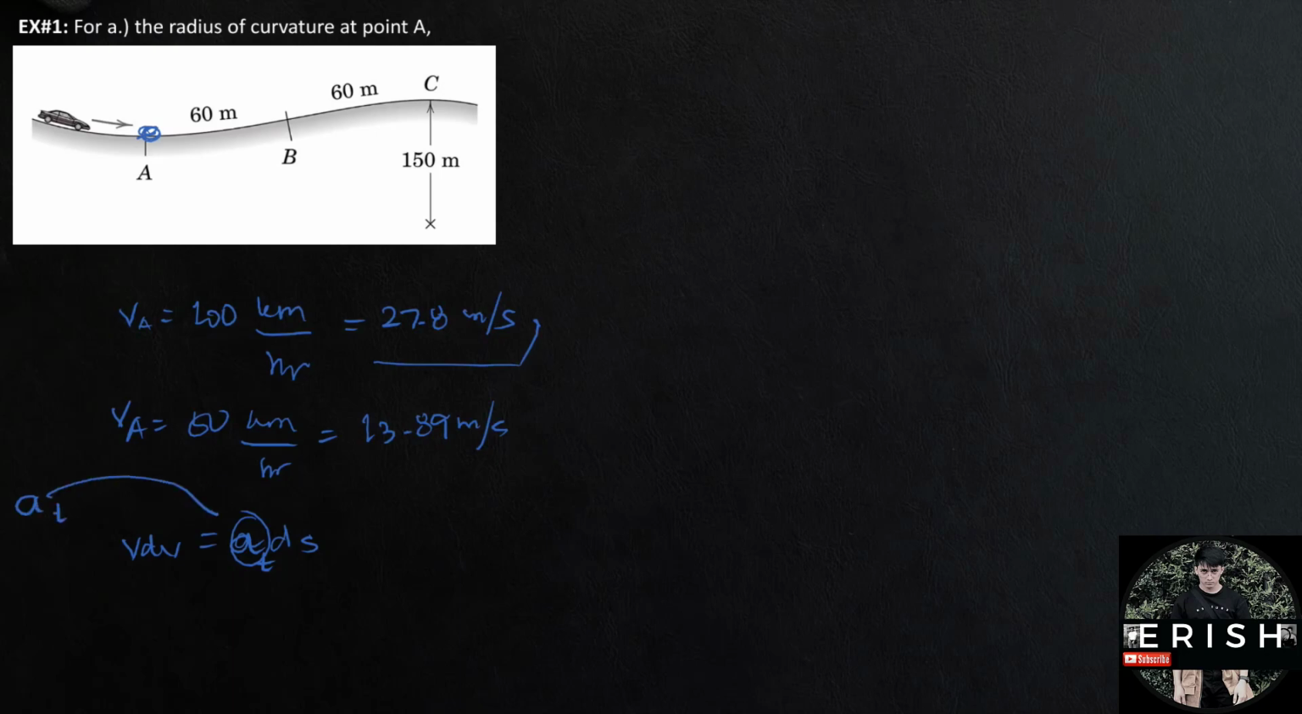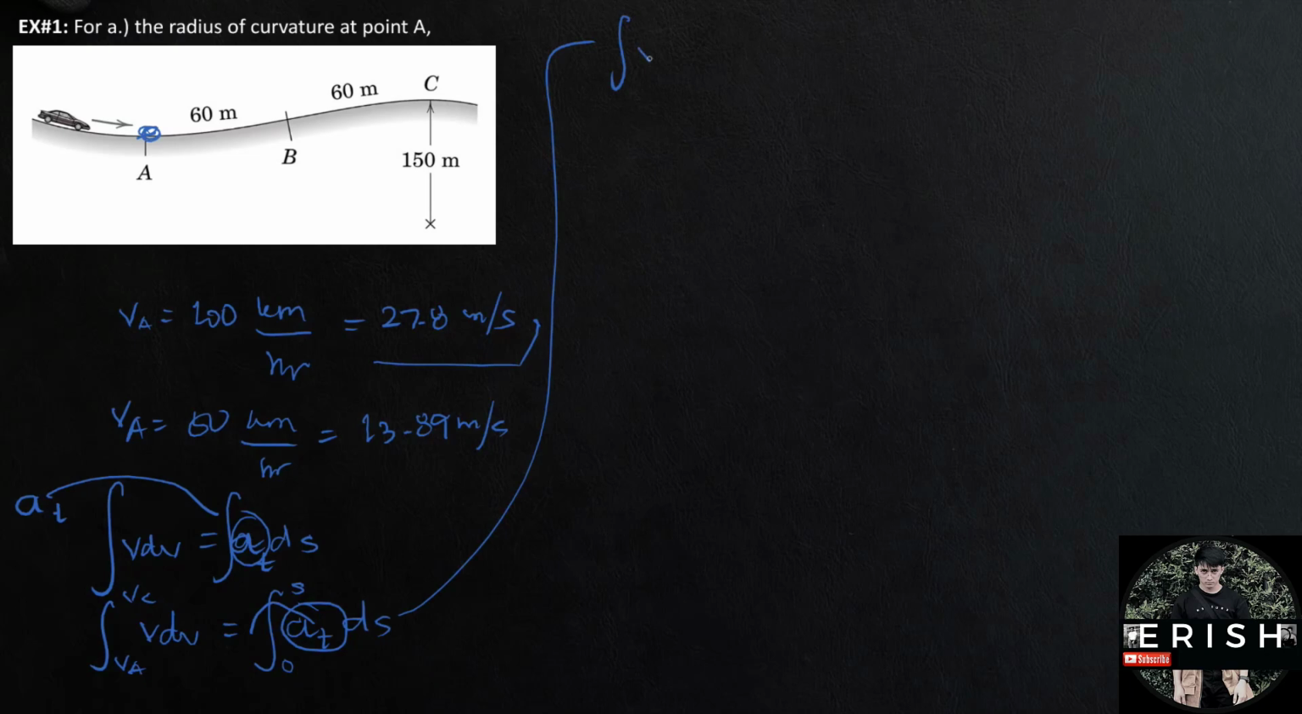Again, A tangential po ito. And to solve for that, we have to integrate both sides. And by integration, the integral of V dV from velocity at point A to velocity at point C is equal to the integral of A tangential natin, yan yung ating may constant deceleration, times ds from 0 to s. Since magiging constant na to at siya ang hinahanap natin, pwede na natin siyang ilabas dito. So, continuing here, this is the integral of V dV from VA to VC equals the A tangential natin or the constant deceleration natin times the integral of ds from 0 to s.